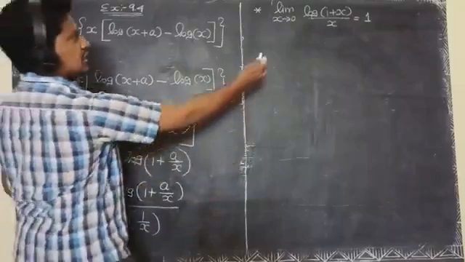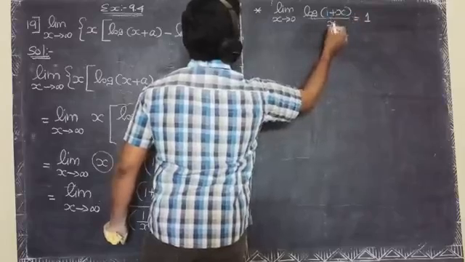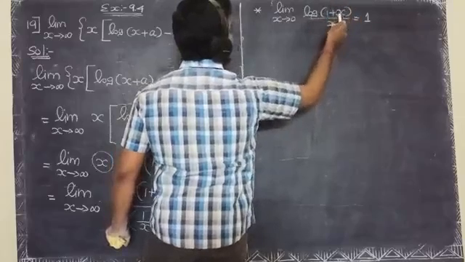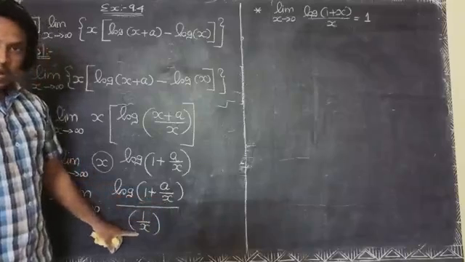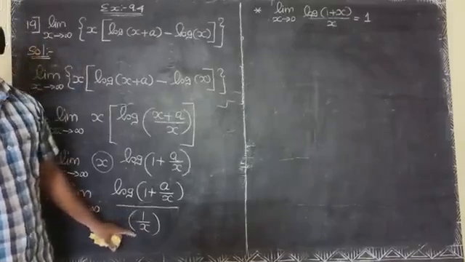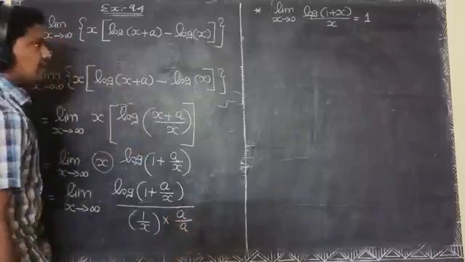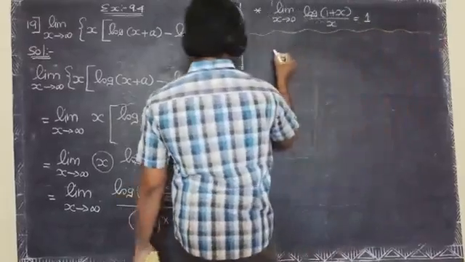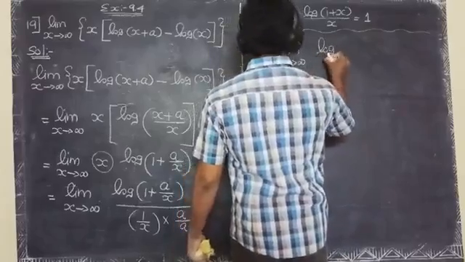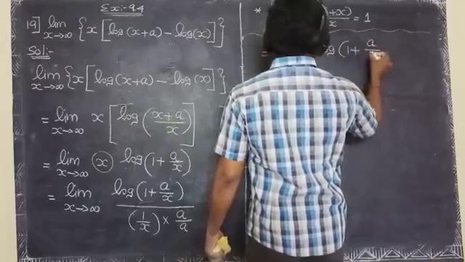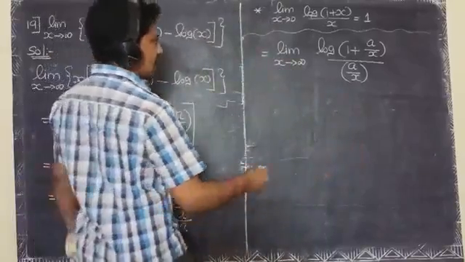Here comparing to the structure log of (1 + x) divided by x: suppose 1 + 2x, then the denominator also is 2x. Suppose 1 + x squared, then the denominator is x squared. But here log of (1 + a/x), the denominator a/x is correct, but here 1/x is wrong. So multiply and divide by a in the denominator, that is limit x approaches infinity, log of (1 + a/x) divided by a/x, times 1/a.